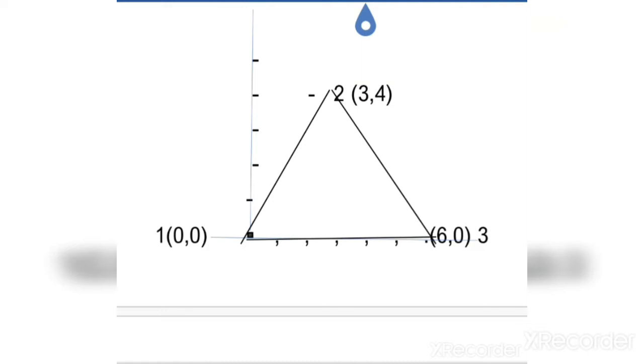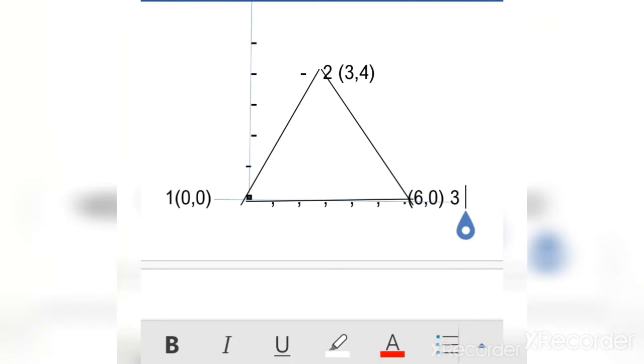To know if this triangle is any of those in the choices, we have to know the measurements of its sides. So we are given the base of this triangle, which is equal to 6 units. And we also have its height, which is equal to 4 units. We can now solve for the length of its legs. How are we going to solve for the length of its legs?